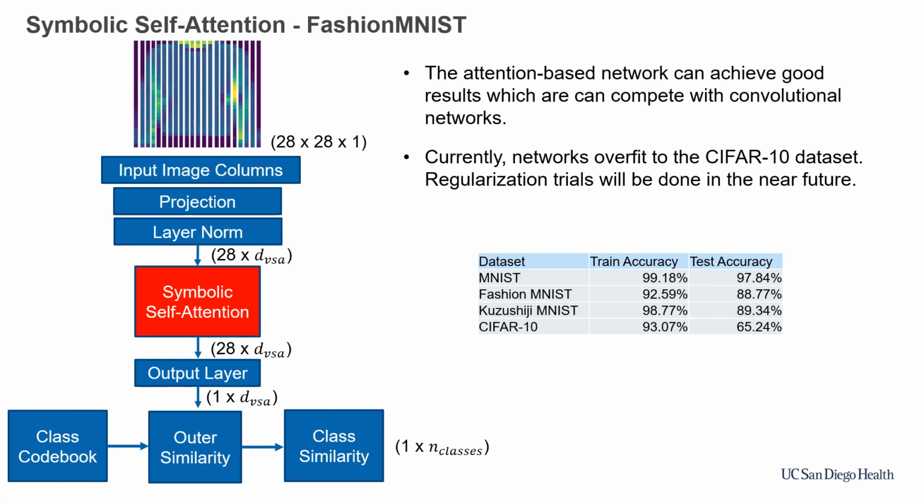For CIFAR10, we run into some overfitting problems where we only reach 65% on the test set versus 93% for training. So we need to go back and do some runs with more regularization, which is usually done via dropout through these attention mechanisms.